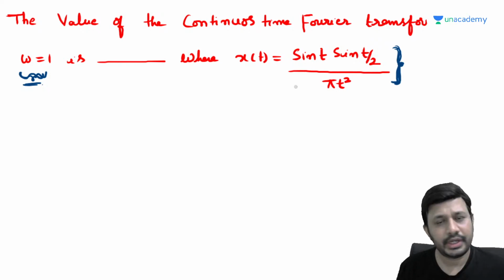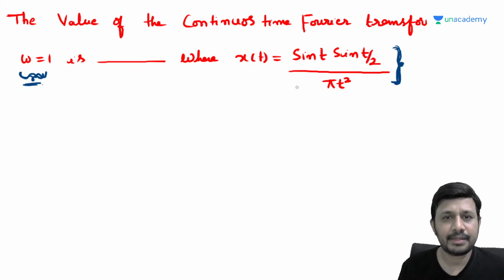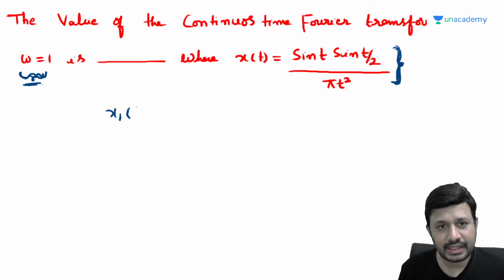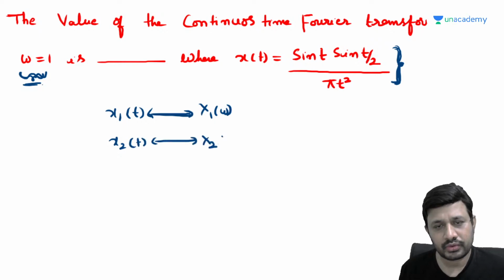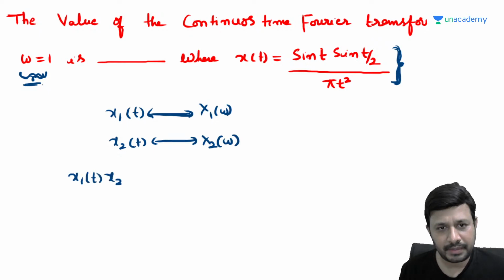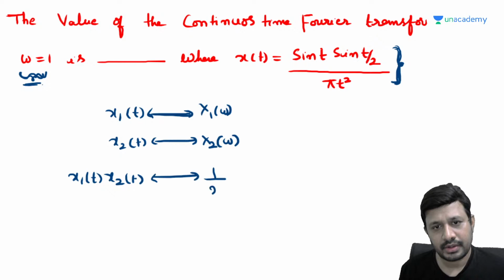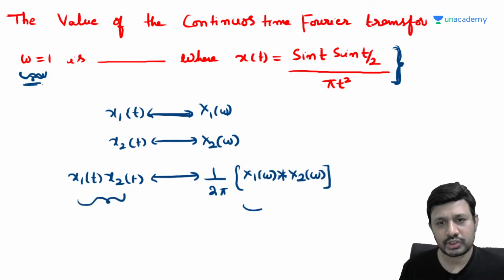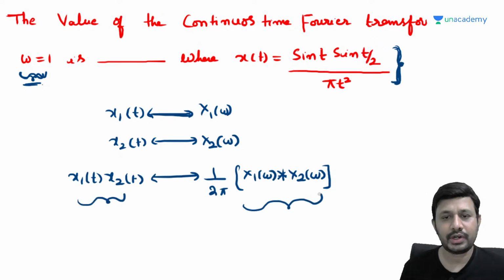problem, you need one property of Fourier transform, which is nothing but the frequency convolution or multiplication property, which says that if the signal x1(t) forms a Fourier transform pair with X1(omega), x2(t) forms a Fourier transform pair with X2(omega), then x1(t) multiplied with x2(t) forms a Fourier transform pair with 1/(2 pi) X1(omega) convolved with X2(omega). Make use of multiplication in time domain is equivalent to convolution in frequency domain. Now how are you going to utilize this property?